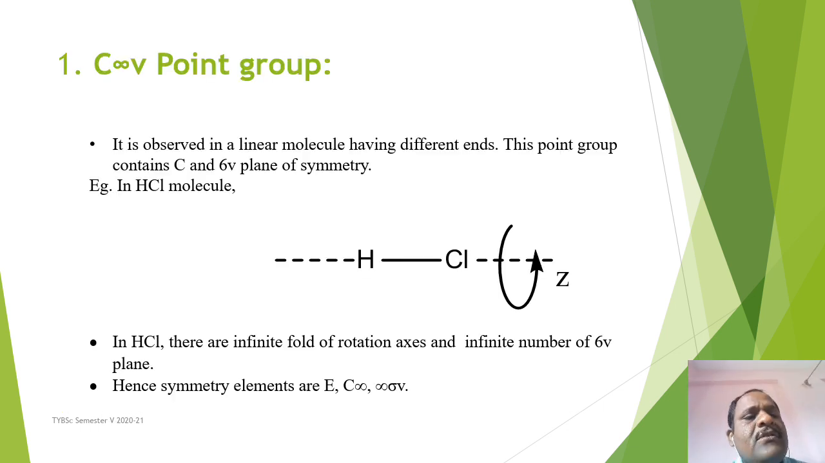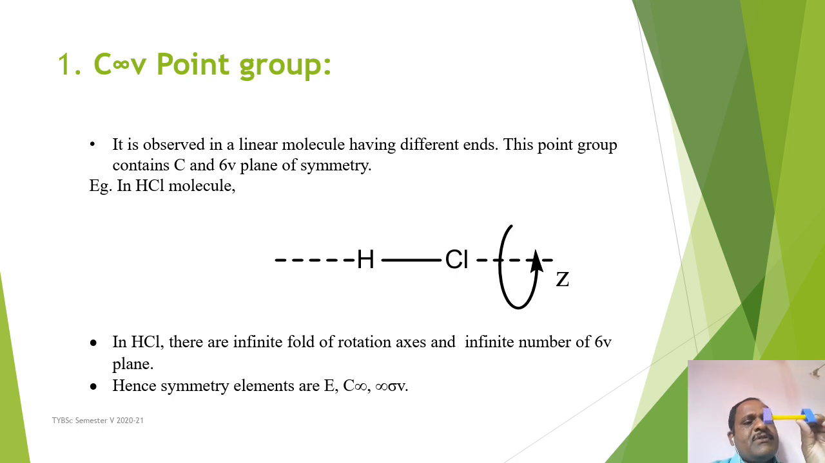Now we will see the first example, or first type of point group, which is C infinity v. In your syllabus you have only 6 examples, or 6 different types of point group. Among that, the first one will be C infinity v. This C infinity v point group is present in the HCl molecule. For example, I will show here. I have one example.